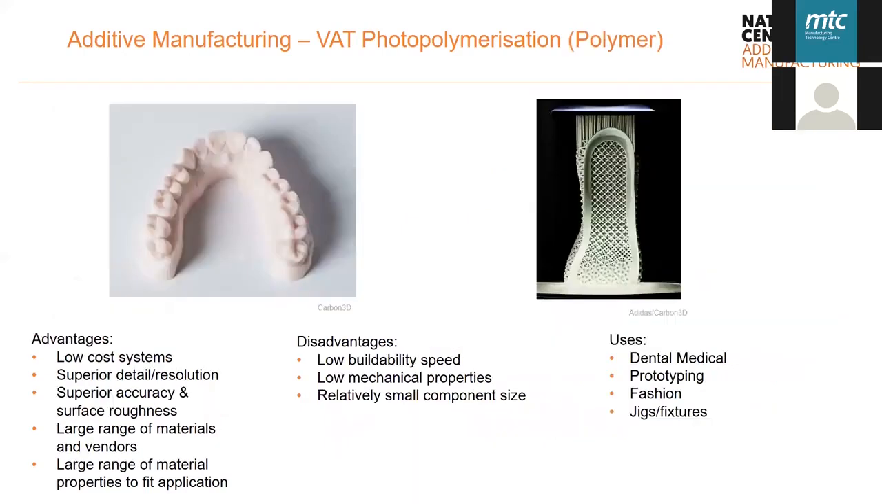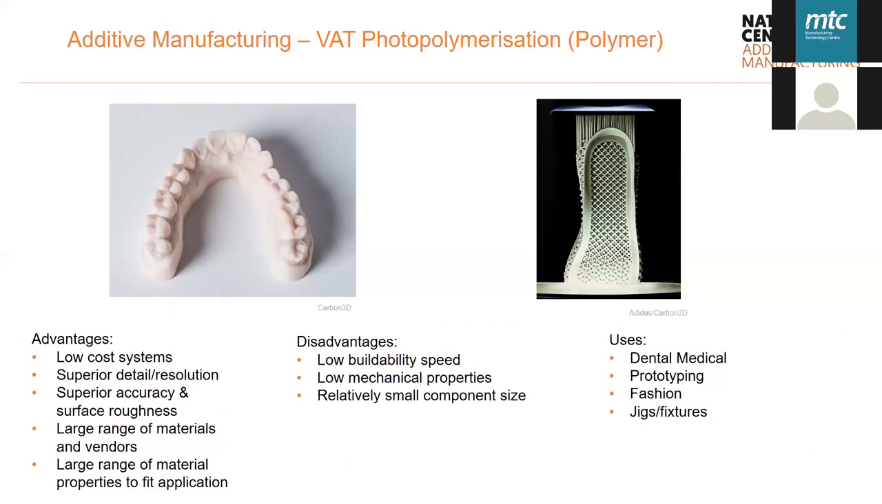So looking at some of the advantages, disadvantages, and use cases for polymer vat photopolymerization, the advantages are that they are fairly low cost systems, and you can manufacture components with quite good, superior detail, resolution, and accuracy. And the surface roughness of your components is also going to be quite low due to that low layer thickness. You also have a large range of materials that you can manufacture components out of, and also material vendors, which is also very important. And this range of materials means that there's a range of material properties that are most likely better suited for your application and a better fit.